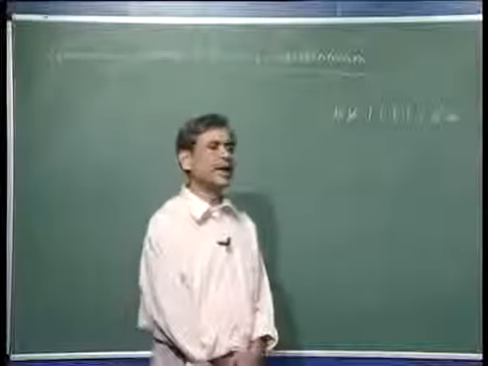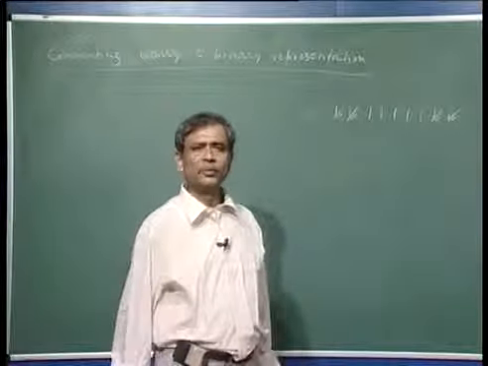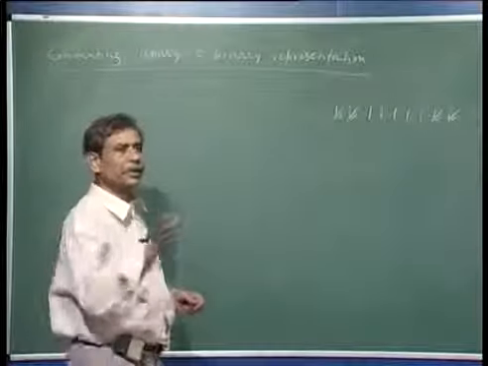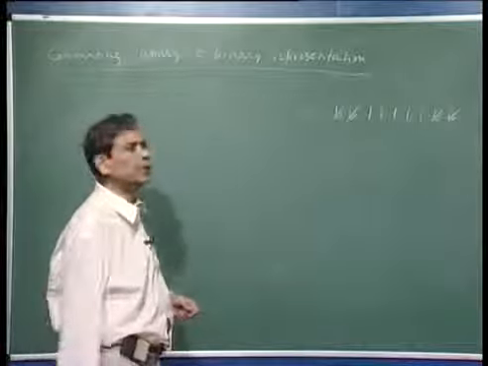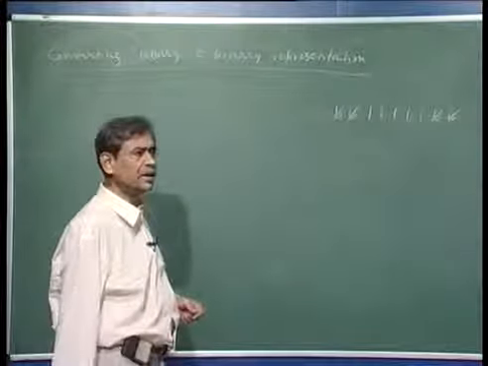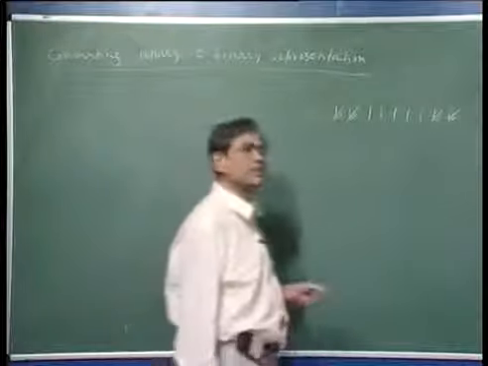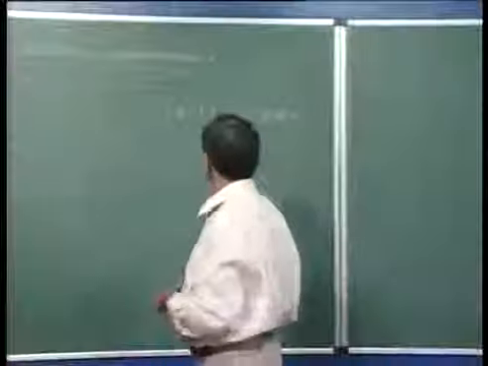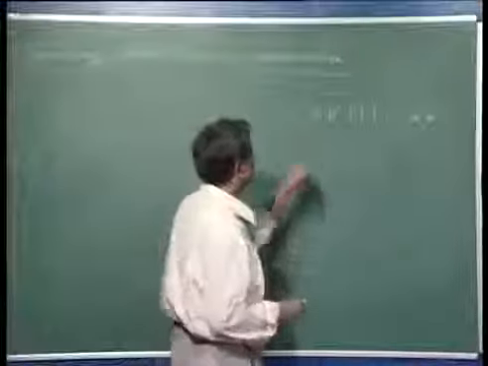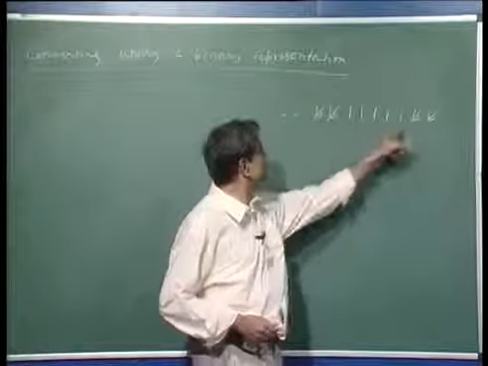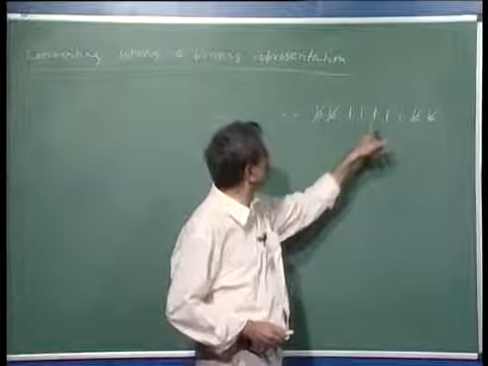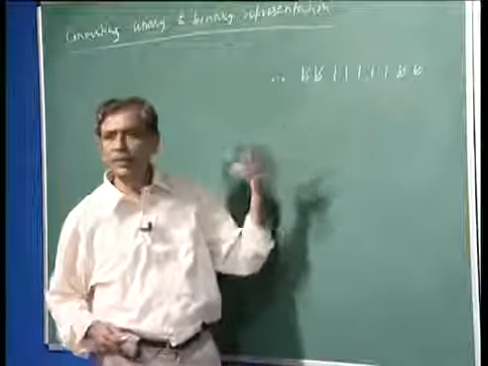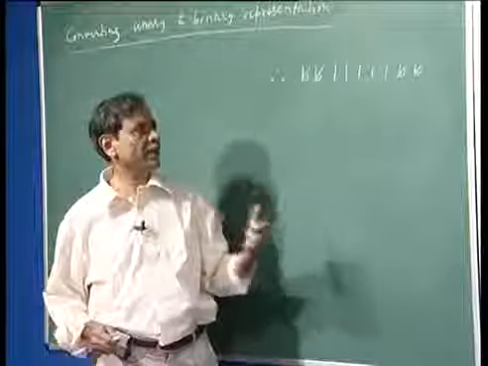Let us now describe the Turing machine which will perform this conversion of a unary representation of a number to its binary representation, according to the strategy which we had outlined. As an example, think of this string of ones, which is of course 5 in unary, and we would like to convert it to binary.